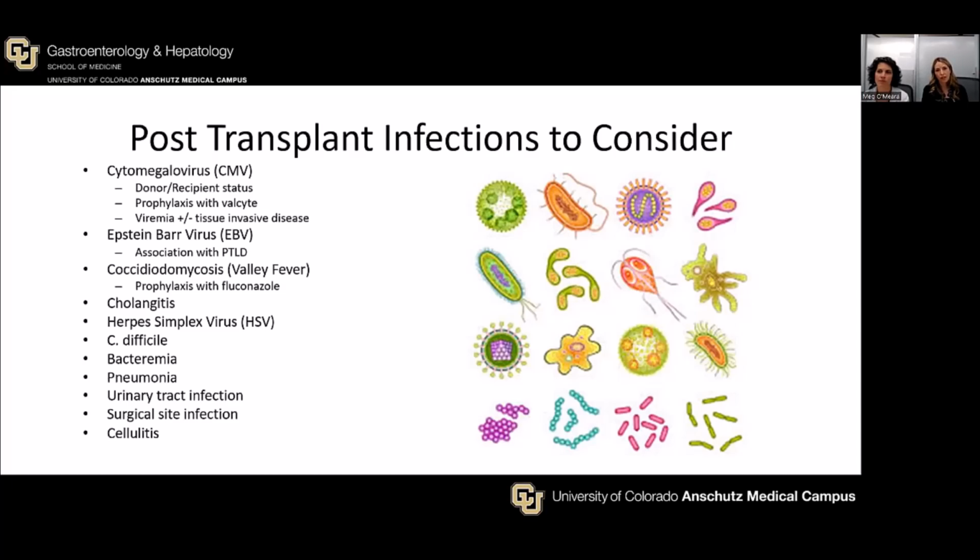And then cholangitis, that's a big one for us to think about, as we talked about earlier in the slides, if they have any biliary history. And then, of course, the other things that any patient can get, things like UTI, bacteremia, pneumonia, and we'll talk a little bit more about that here in a second.